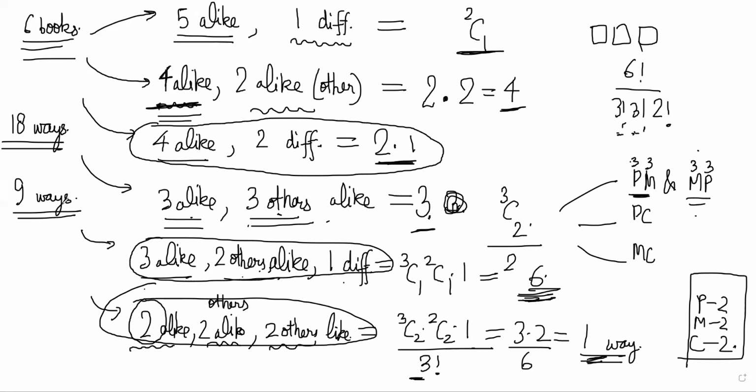And finally, taking not more than 2 of each subject. So only the last case, because in every other case there are 3 of one subject. So the last one will be one way.